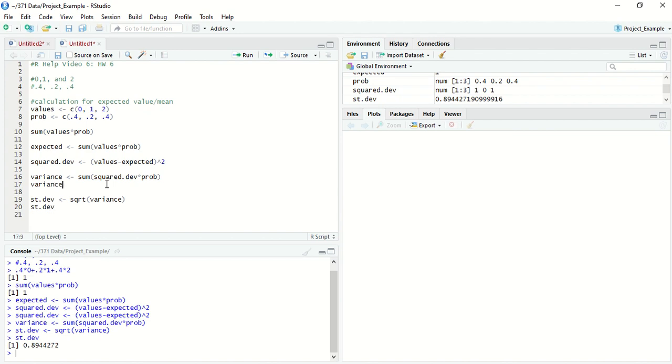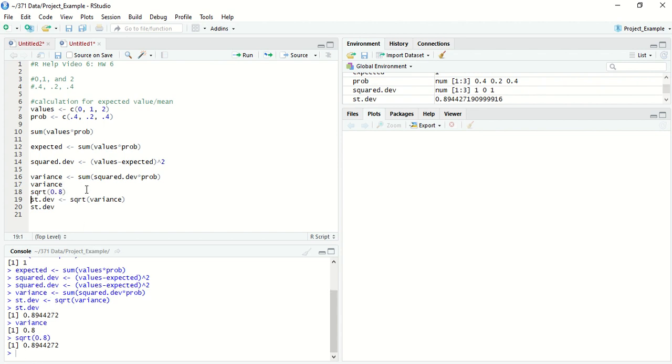As you may recall, standard deviation is the square root of variance. If we print the variance, we get 0.8. Square root of 0.8 is 0.894. You could do it that way, but in my opinion, it's easier to just do it this way so you don't get confused and think this is your standard deviation when it's your variance.